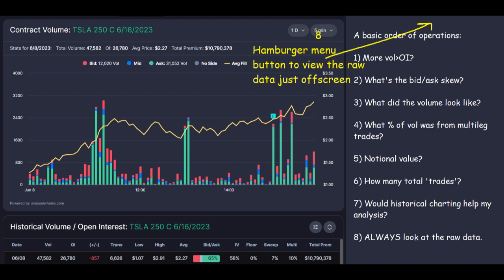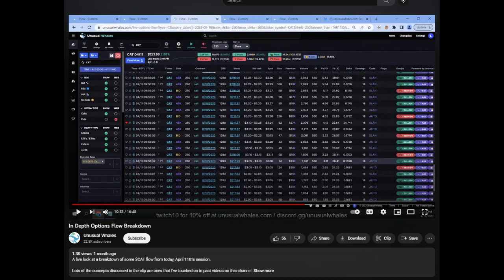Number 8, always look at the raw data. I posted an in-depth walkthrough on elements of the raw data to look at, using ticker CAT as an example. I'll put a link to that video in the description below. The raw data, which is just another name I give to the options flow data, is very important to look at. Only looking at elements 1 through 7 here can get you into trouble.